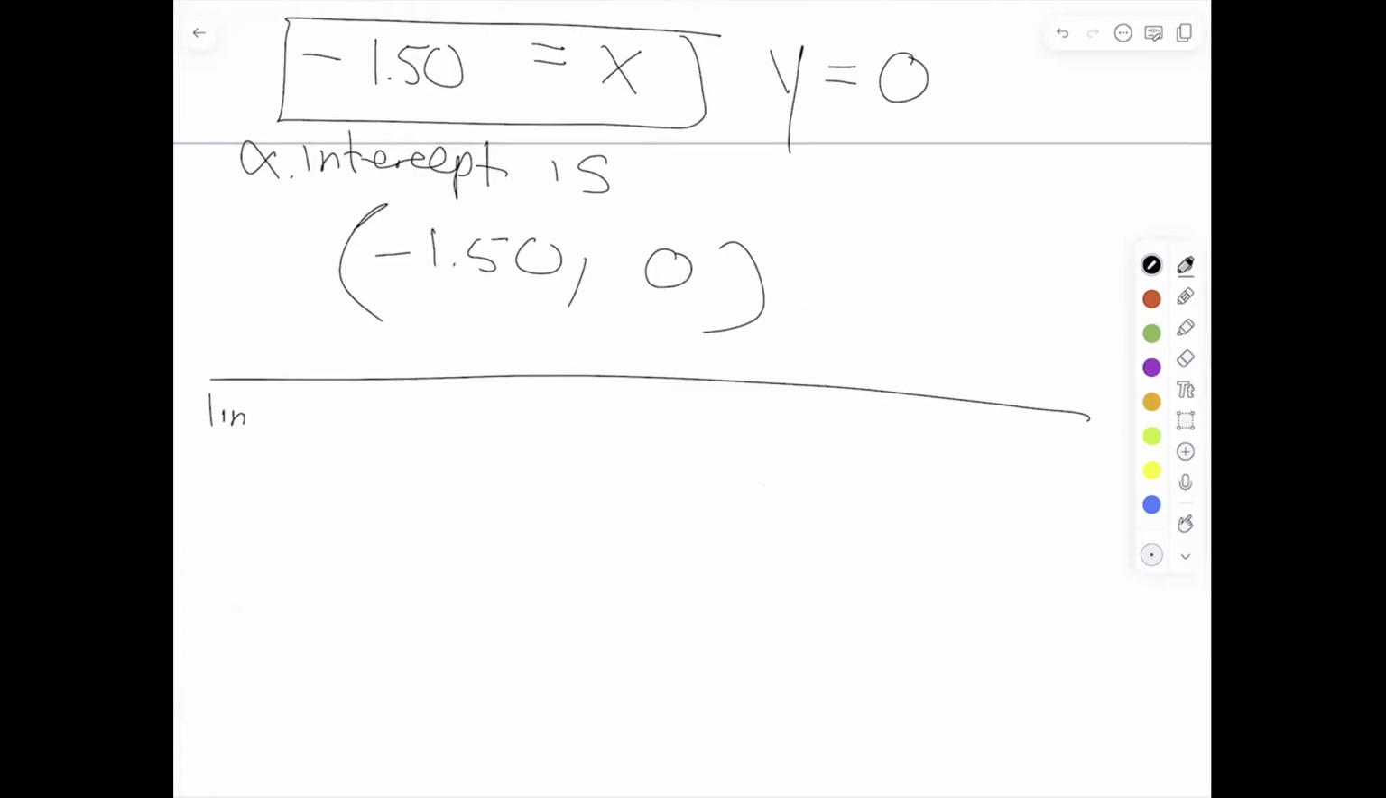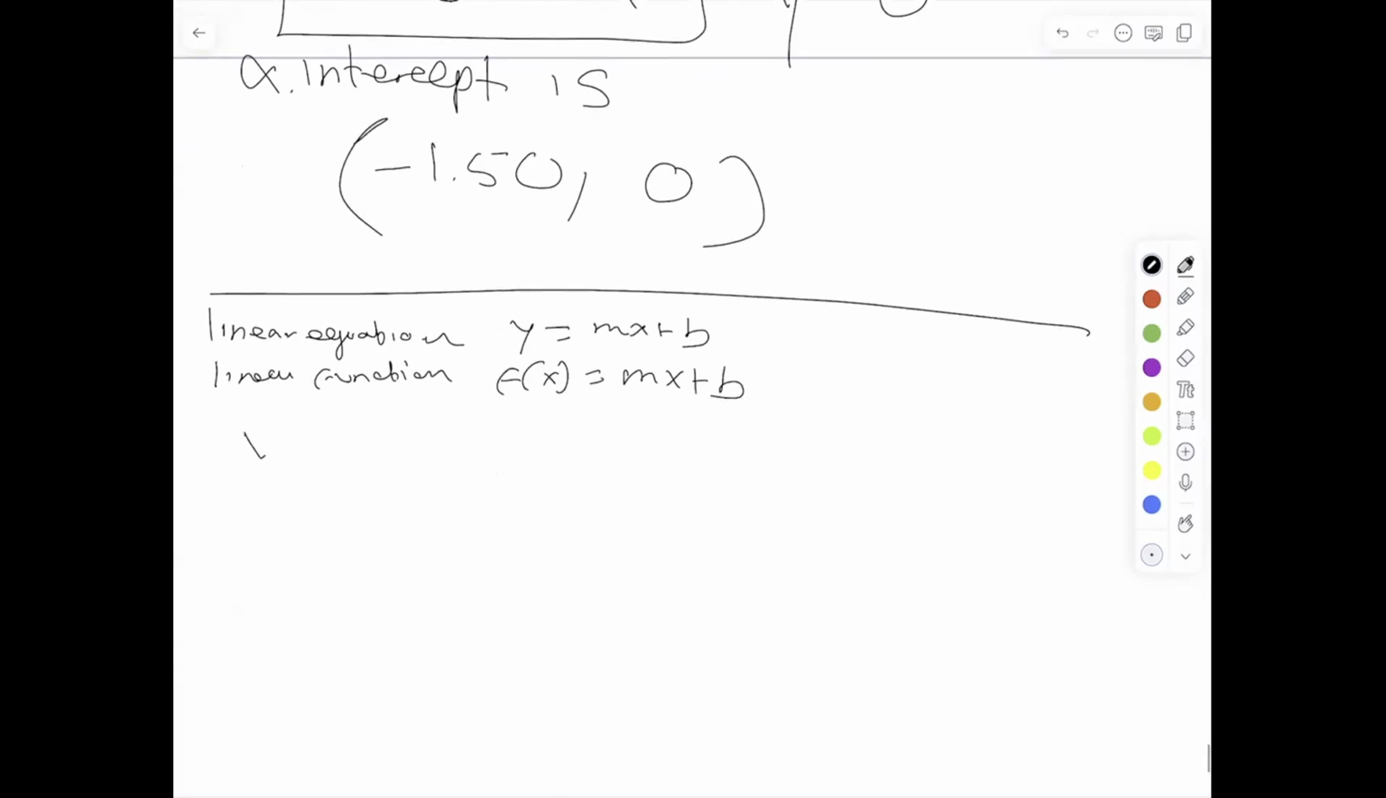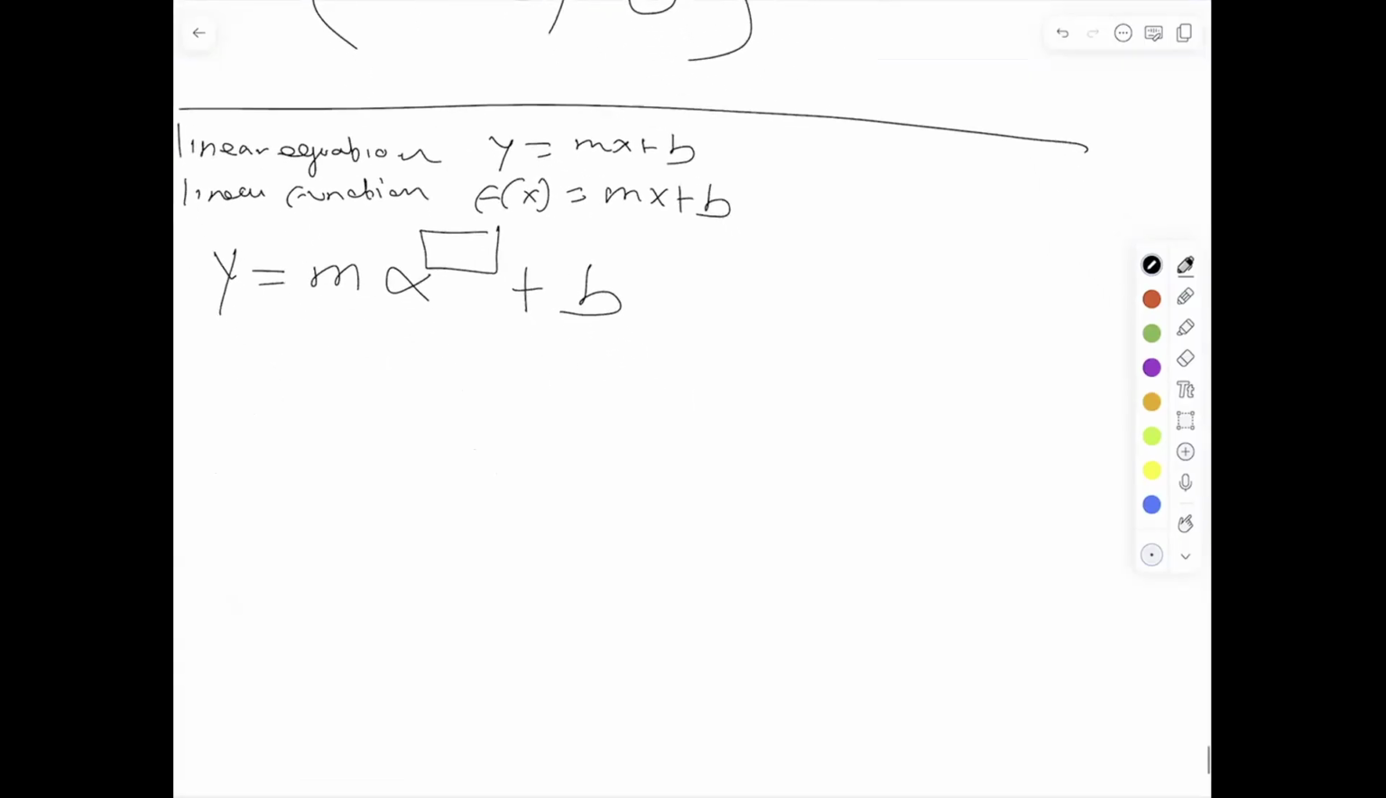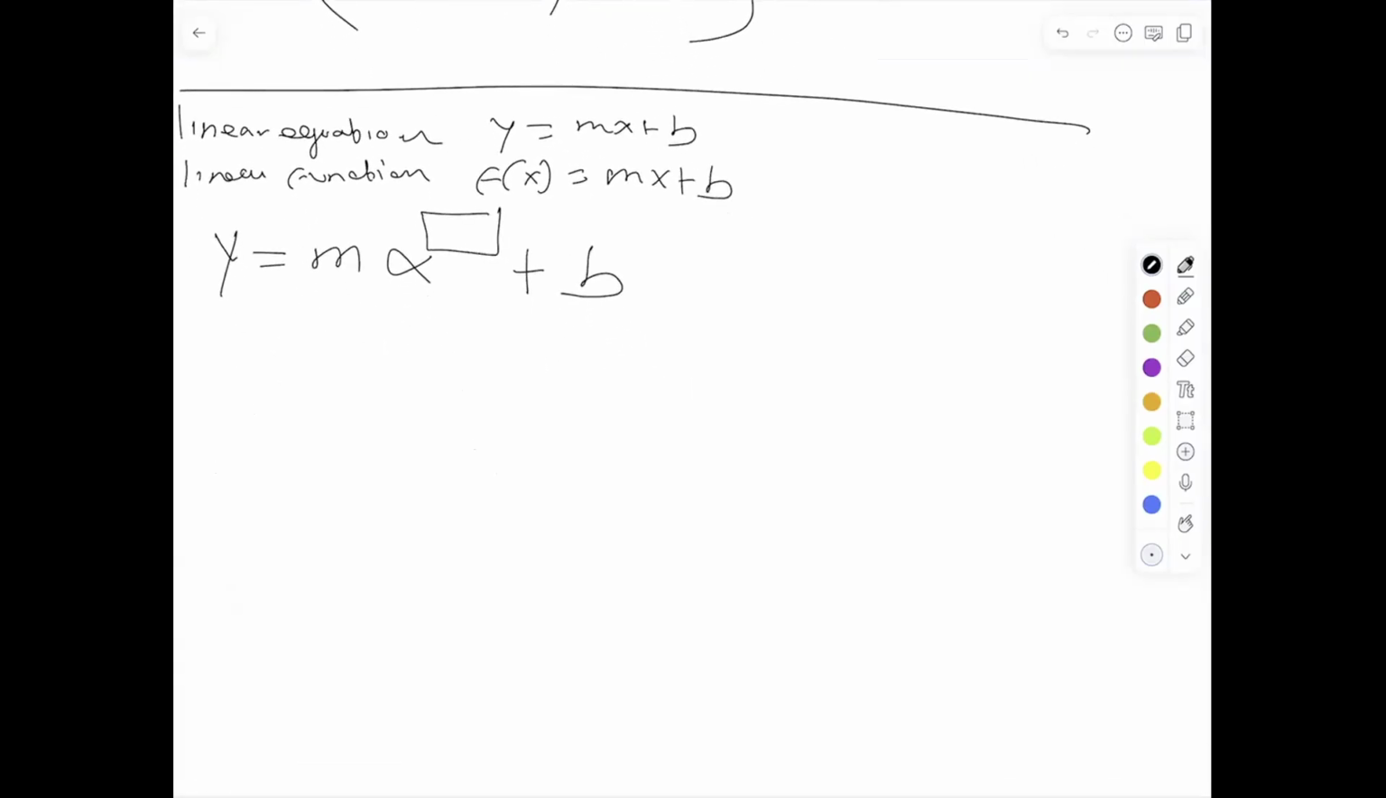Now, we discussed a linear equation, which is a linear function, and they mean the same thing. The only difference is this is y is equal to mx plus b, and this is f of x is equal to mx plus b. What is the degree here? What is the degree here in that box? What degree do you think is there? Invisible.